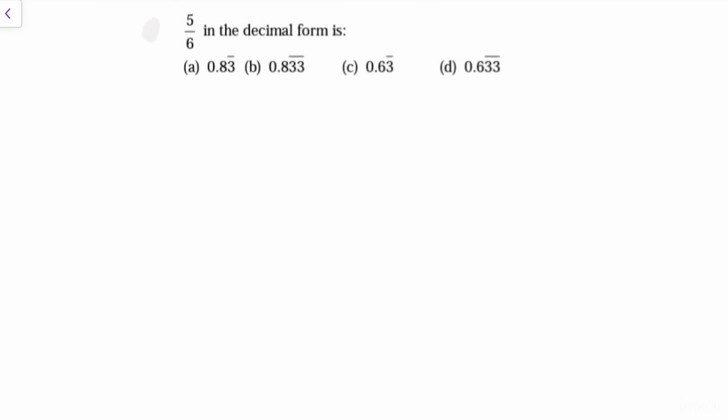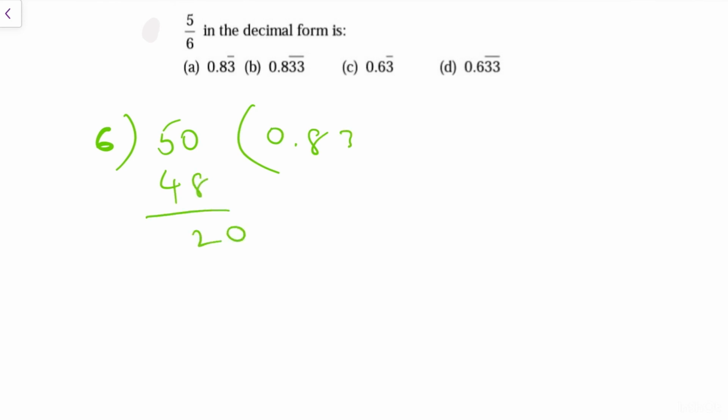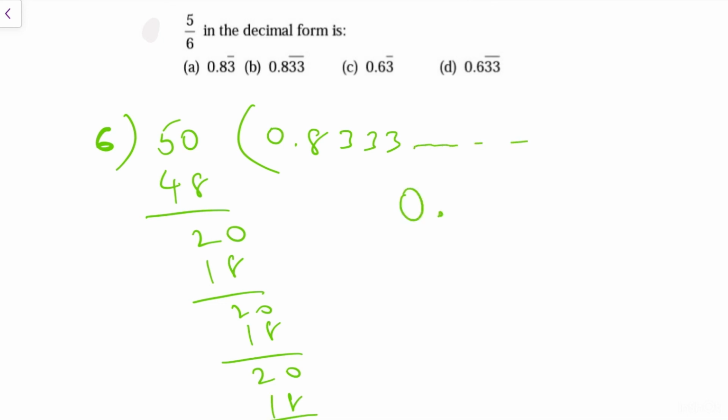Next, 5 divided by 6 in decimal form. So 6 into 5. In the 6 table 5 won't come, so 0. 6 8s are 48, 2 remainder, 0. 6 3s are 18, 2 remainder again. 6 3s are 18, again 2 remainder. It continues like that only. So 0.8333, only 3 is repeating, so the bar is for 3 only. So 0.83 bar. That is option A.